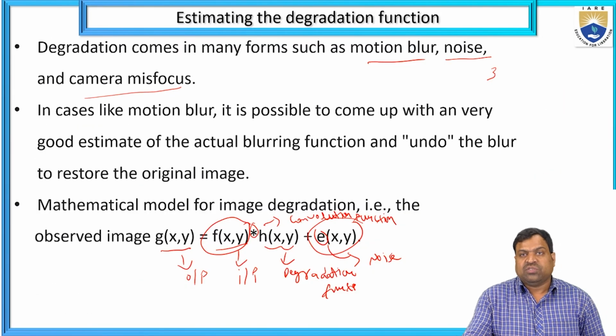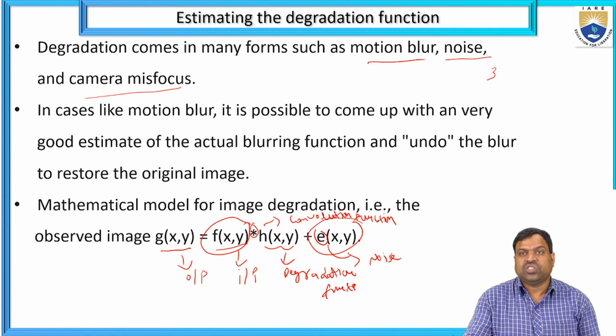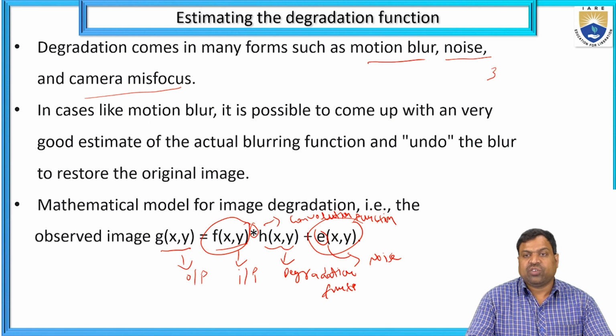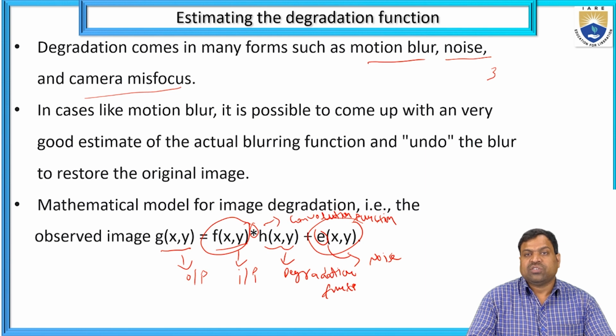So in this we discussed briefly. I will discuss estimating the degradation function. Motion blurring, noise, and camera misfocus are examples of degradation or noisy images. So we have to estimate with the degradation function how much percent of noise is there. The degradation equation is g of x comma y equals f of x comma y convolved with h of x comma y plus e of x comma y. Here f of x comma y is the input image, h of x comma y is the degradation function, and e of x comma y is a noise function.